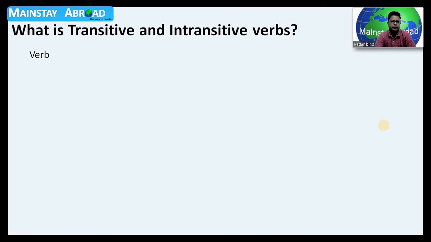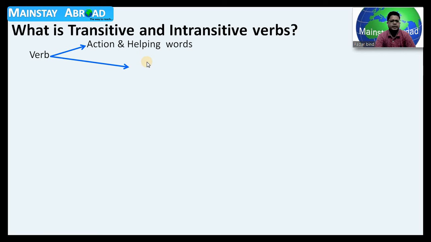So the first part, we need to understand the verb. How do we understand the verb? Verb means action word, right? That we have understood. But let me clarify over here: action and helping words, both. When we are talking about helping words, it means they are the helping words for action. For action words, there is going to be a helping word.